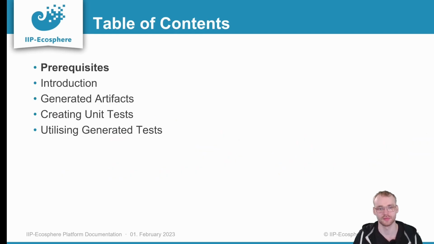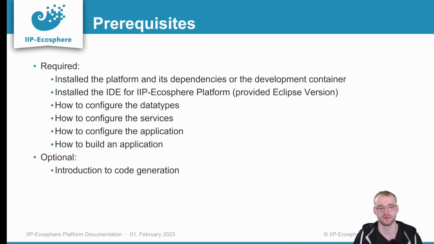Some prerequisites. In this video you should have an installed platform and its dependencies, an installed IDE for the IIP-Ecosphere platform, which is a provided Eclipse from us. Both are taken care of if you're using the development container. If you don't really care for color coding for files non-Java in your workspace, then you don't even need the Eclipse provided by us, but it makes the development harder.